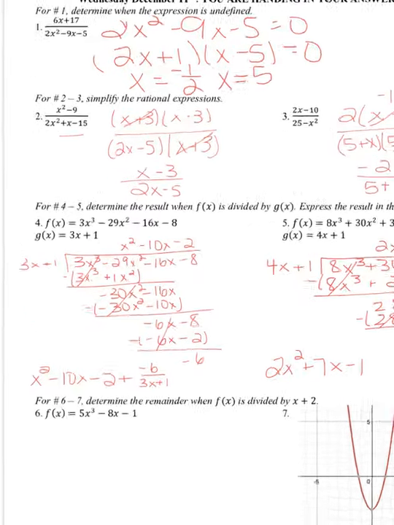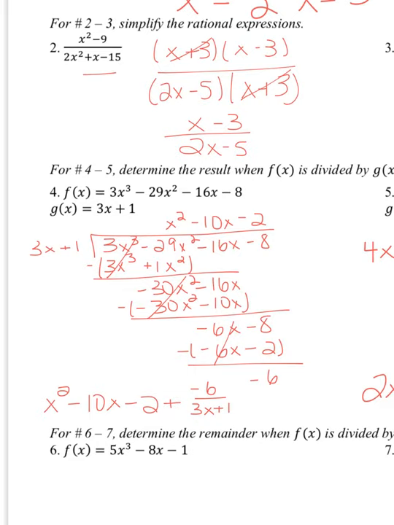That means in number 4, because you have a remainder that is not 0, 3x plus 1 is not a factor of 3x to the third minus 29x squared minus 16x minus 8. Okay? In number 5, because you get a remainder of 0, 4x plus 1 is a factor of 8x to the third plus 30x squared plus 3x minus 1. Okay, the question didn't ask me to figure that out, but you should still know that.